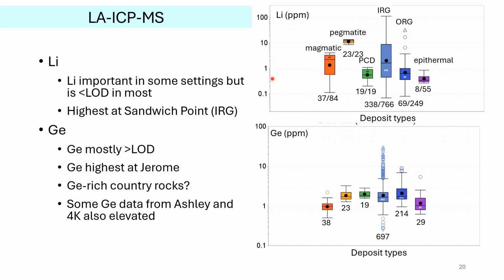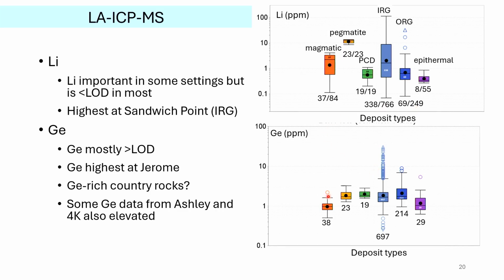Moving on to lithium. Lithium is important in some settings, but it is below the detection limit in most, so we can see less than half the samples in intrusion-related settings, for example. But lithium in particular is enriched in the intrusion-related settings from the Meguma terrane in Nova Scotia. And for those deposits, they are related to S-type granite. So typically you see high lithium in quartz. Usually the assumption is that there's some association with S-type granite.